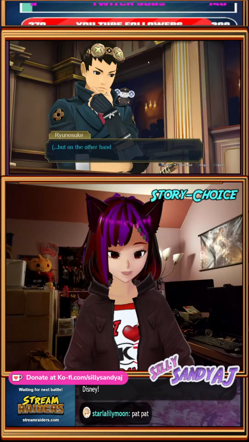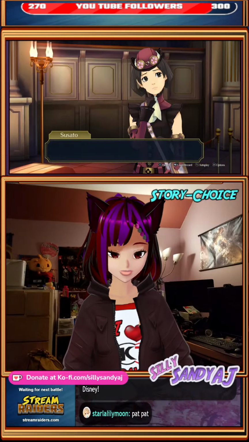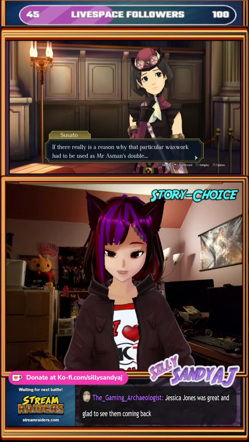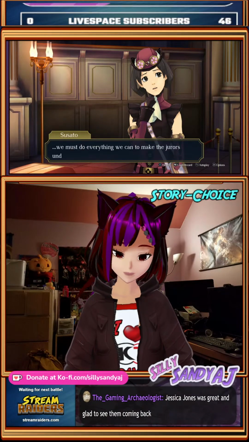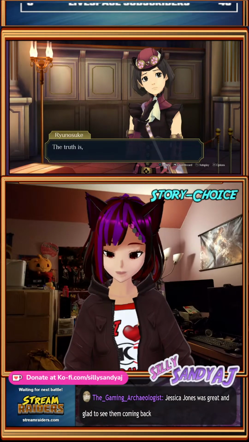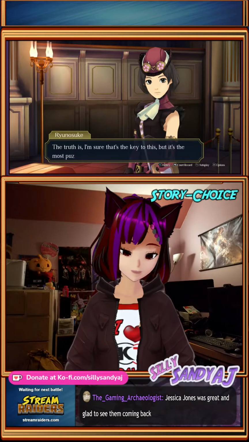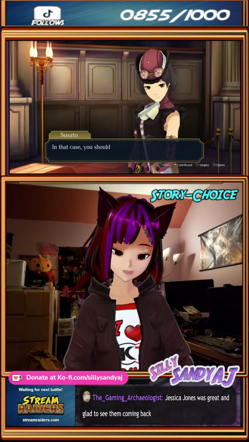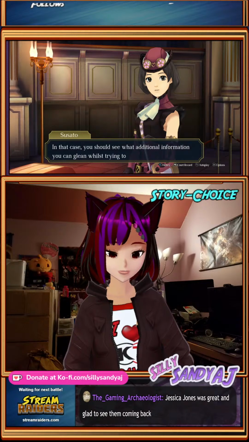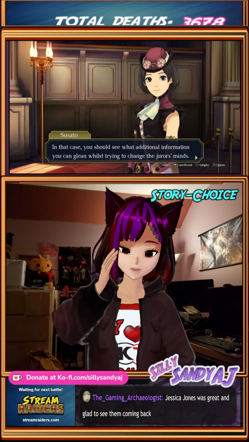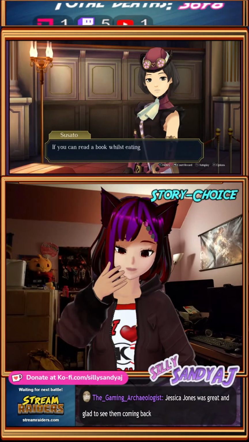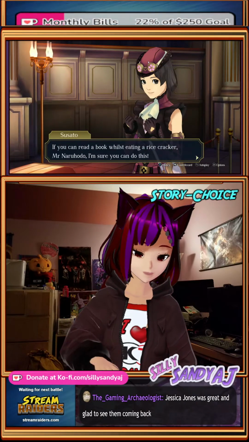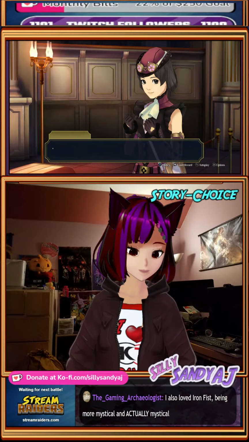Okay? I know it seems a little far-fetched to think that the waxwork bottle of the professor was in that birdcage, but on the other hand, it explains a lot. If there really was a reason why that particular waxwork had to be used as Mr. X-Men's double, we must do everything we can to make sure the jurors understand it. The truth is, I'm sure that that's the key to us. But the most puzzling part is, too. In that case, you should see what additional information you can glean by translation in Spanish. If you could read a book whilst eating a rice cracker near our Naruto, I'm sure you can do this.